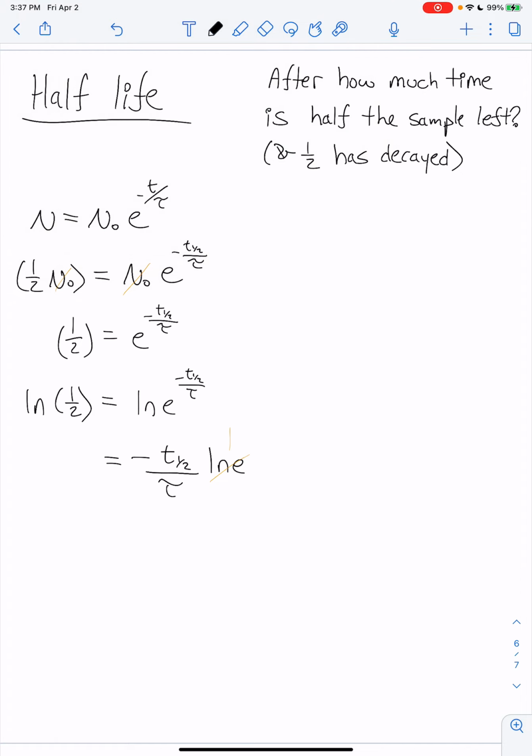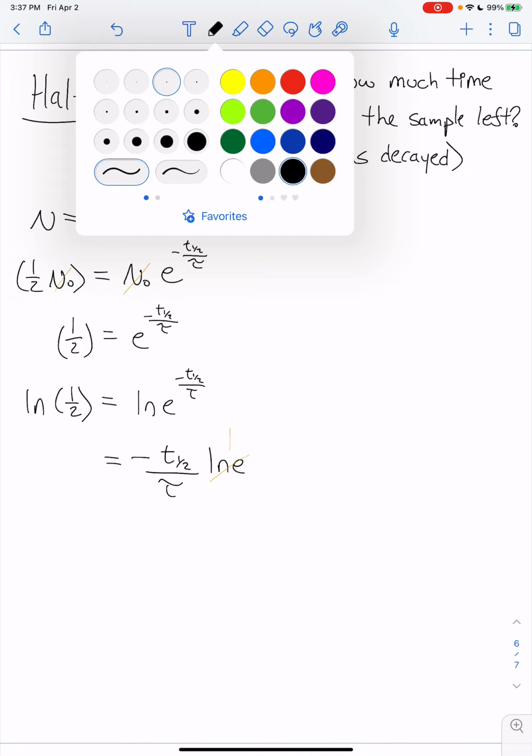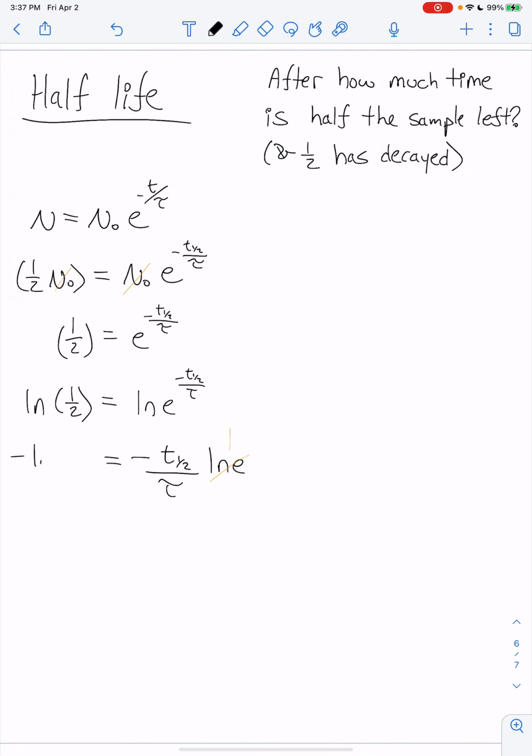Now, here's where we can make a choice. This is fine. We can solve for t1/2 right here. But I find it a little bit more elegant to change ln 1/2 to negative ln 2 to eliminate that negative sign. Either is perfectly fine.